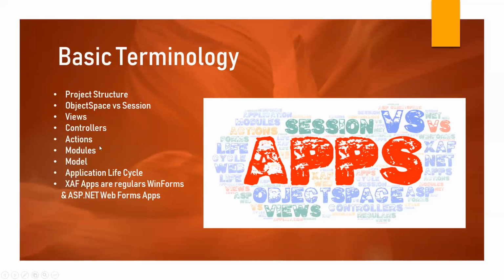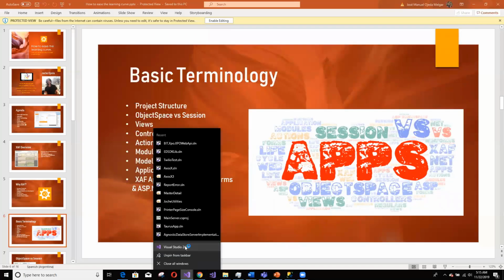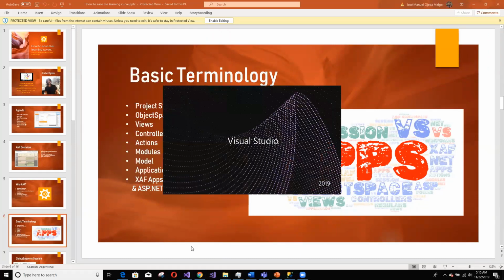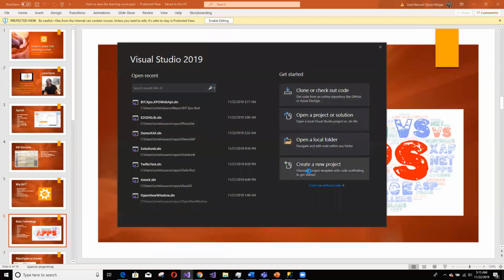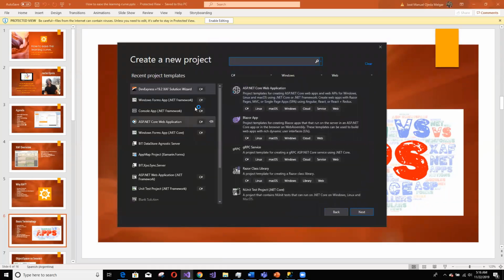So it will not happen in order. Of course, the first will be the solution structure, but then we will not see the object space versus session first. I guess we'll see the controllers next, and then modules, model, and so on. So it will not be this order, but we're going to go one by one. So let's start from scratch, just opening the studio. Let's create a new project. Actually, this should say create a new solution. Since XAF is what I do the most, the first is always XAF here.